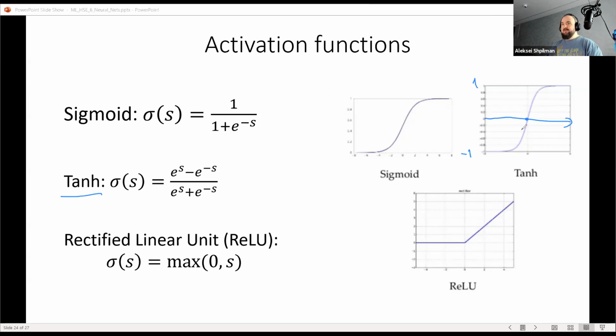Now, what actually blew up the deep learning space and deep learning progress is this very nice function called a rectified linear unit, or ReLU. A ReLU is a very simple function. It's 0 when x is 0, and it's x when x, or s in that case, is positive.